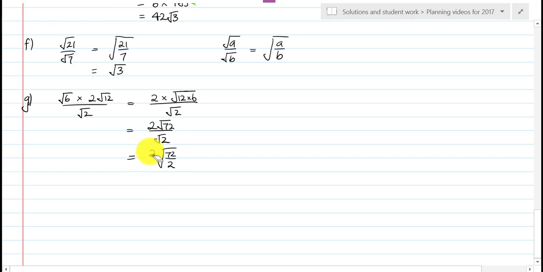Just have to be careful about my notation there. That 2 makes it look like it's part of the square root. So I should have it like this. And that is 2 root 36. And hopefully you can see that 2 times root 36 is 6. And so that's equal to 12.